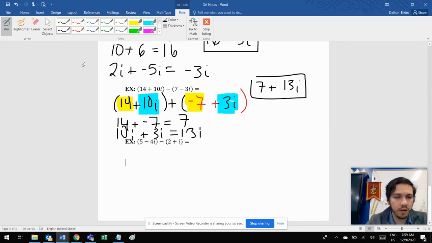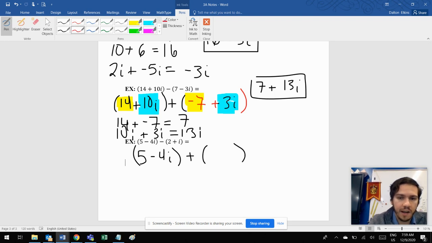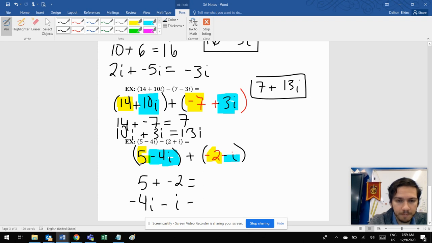Okay, and one last one here. So again, I'm going to rewrite this. This will be 5 minus 4i. I'm going to change it to plus, but then everything after it, the sign has to change. So positive 2 is now negative 2. Plus i is now minus i. So our real part is 5 and negative 2, so we're going to do 5 plus negative 2. And then our imaginary part is minus 4i minus i.